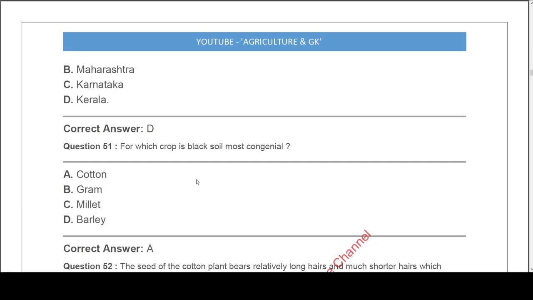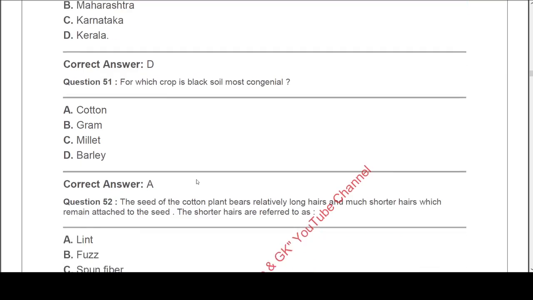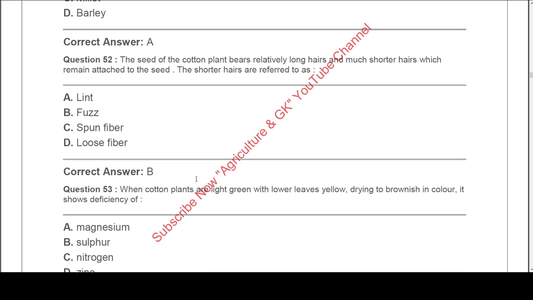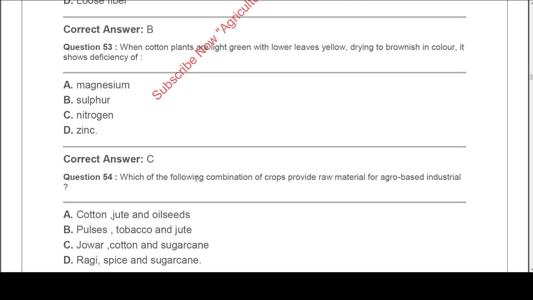For which crop is the black soil most congenial? Yes, it is cotton, option A. The seed of the cotton plant bears relatively long hairs and much shorter hairs which remain attached to the seed. The shorter hairs are referred to as fuzz, option B. When cotton plants are light green with lower leaves yellow, drying to brownish in color, it shows a deficiency of nitrogen. When lower leaves are yellow, it is nitrogen deficiency.